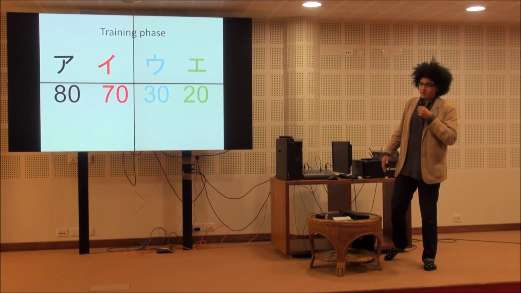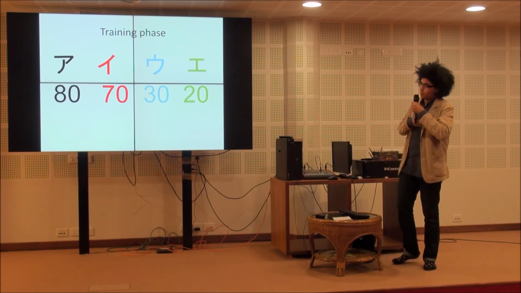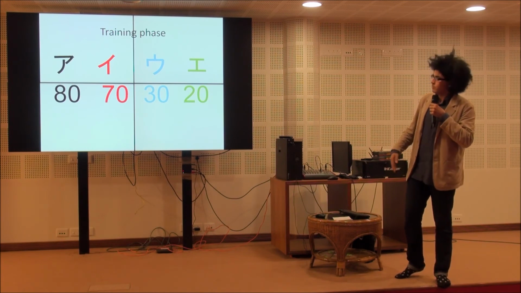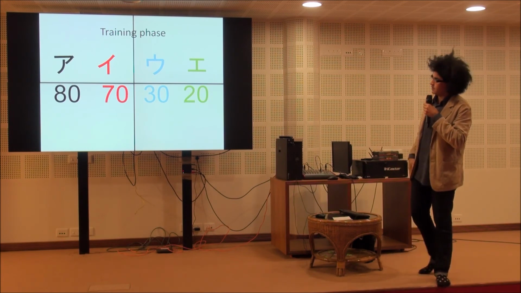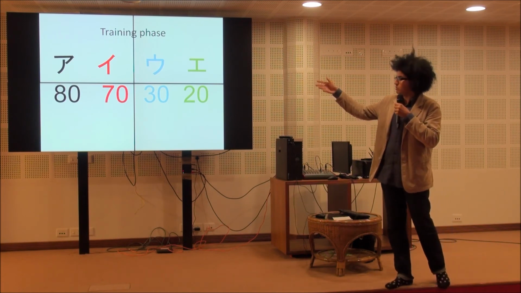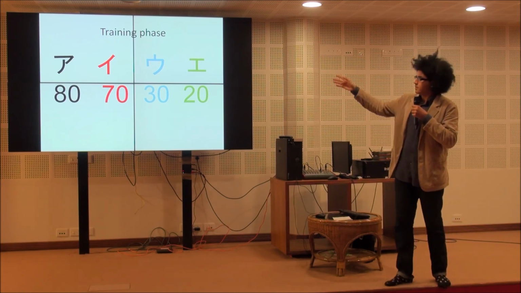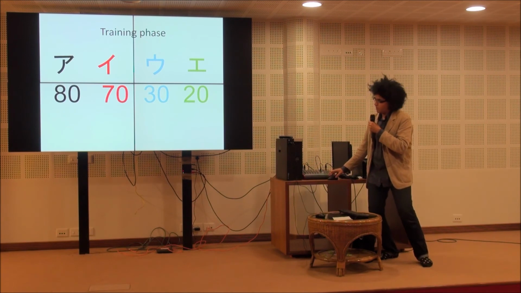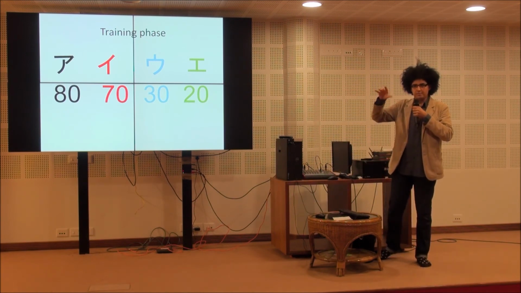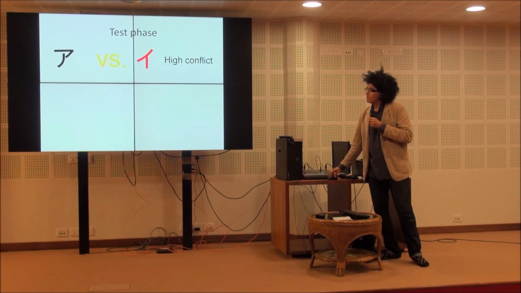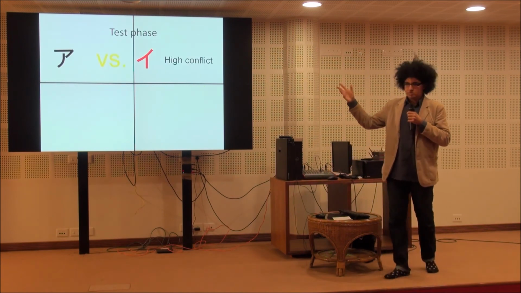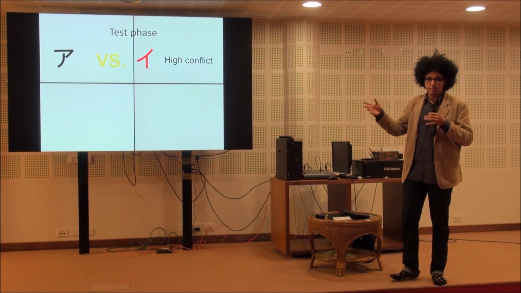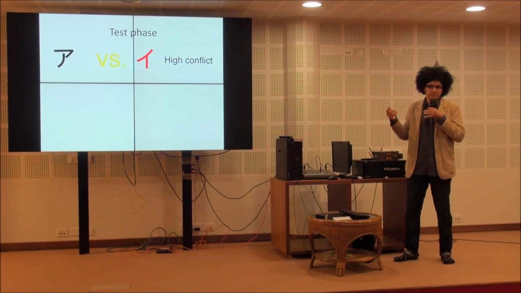And with the task by Michael Frank, we train people. So how do we do this in the lab? We train people with different stimuli, and each has a different reward value. The stimulus on the left side has an 80% reward value. If you keep choosing that, you usually get a reward. The second one is 70%, then 30 and 20. Basically we train on all of these stimuli to learn their value. And then the main idea is that we test you on the ones that have high value, 80 versus 70, and see how you choose them.